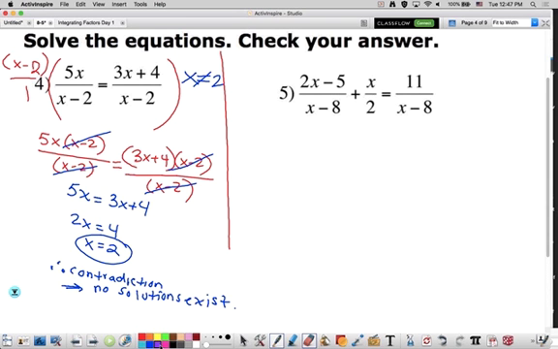X minus 8 is a part of it, but I want to cancel every fraction. Yeah, so if you multiply everything by 2 times x minus 8, x minus 8 will cancel here, 2 will cancel here, x minus 8 will cancel here. So we're going to multiply everything by this term, 2 times x minus 8.